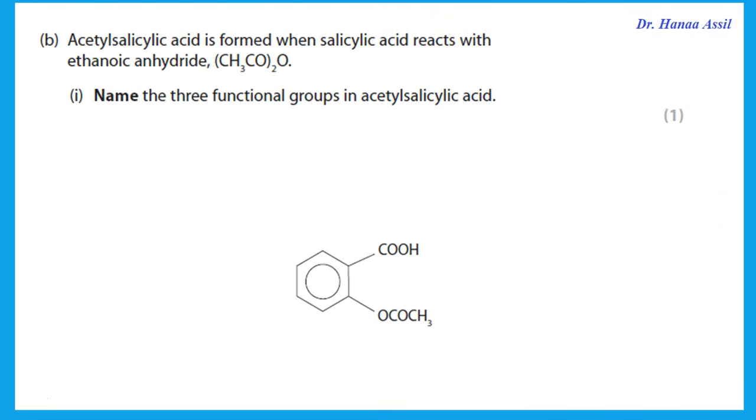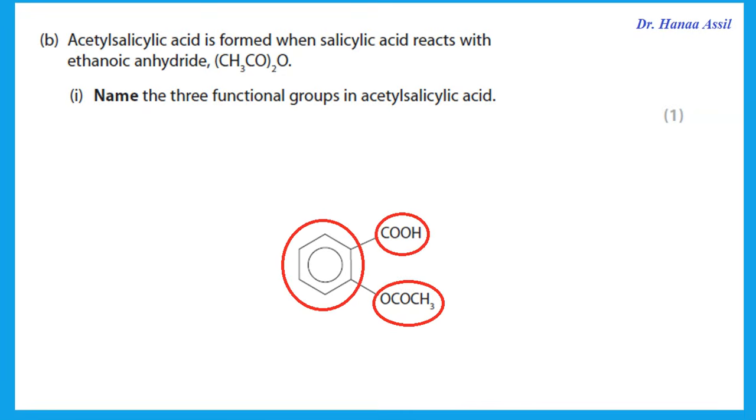Acetylsalicylic acid is formed when salicylic acid reacts with ethanoic anhydride. Name the 3 functional groups in this compound. So this is acetylsalicylic acid. What functional groups do we have? You should realize that we have a carboxylic acid, we have an ester, and we have that benzene ring, which can be referred to as benzene or arene.